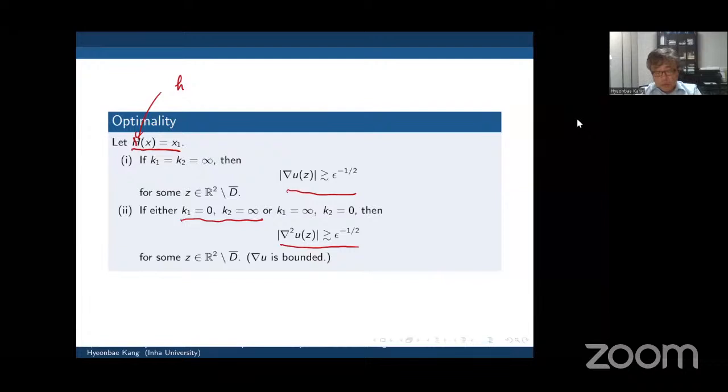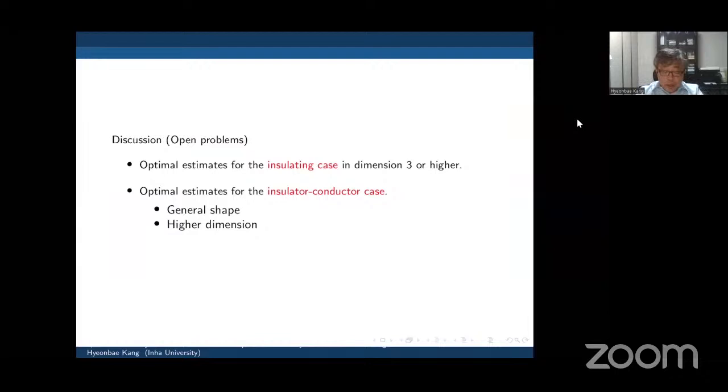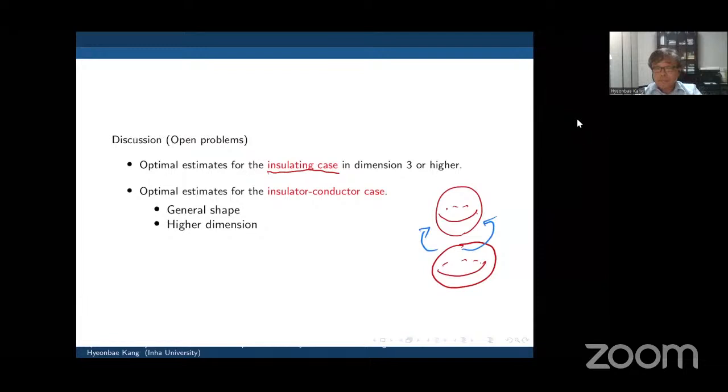So let me summarize some open problems. The insulating case is an outstanding problem. It already seems to have become a hot topic. The problem is that you have these kinds of three-dimensional things, and then the electric field goes around. So maybe it depends on the geometry. In the conducting case, the blow-up is the same regardless, as long as it is strictly convex. But in the insulating case, maybe the rate itself depends on the local geometry of the domain. I don't know.